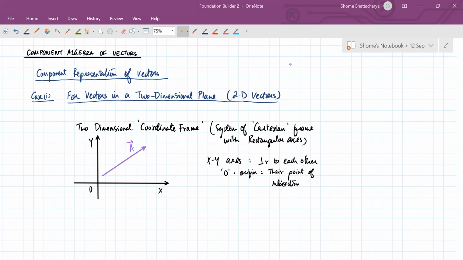Yeah, I told you, case one. Case one is for vectors in a two-dimensional plane. Is it clear now? This is case number one. Is it clear or not, Bhavesh? Okay.